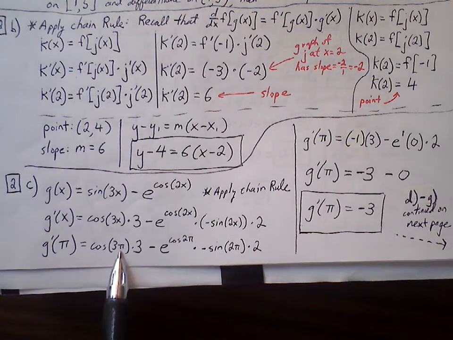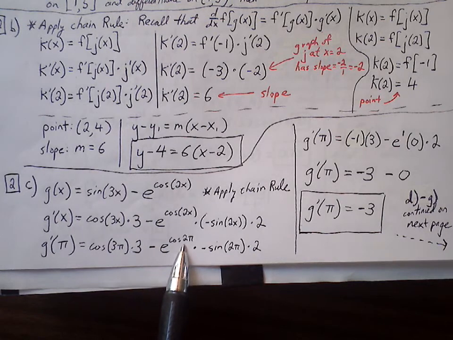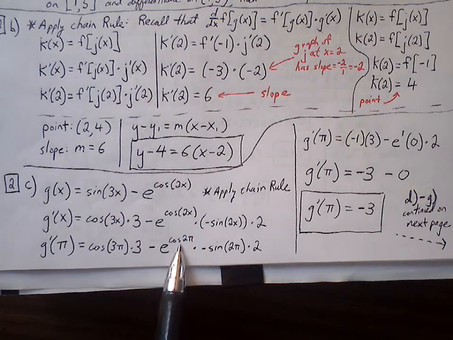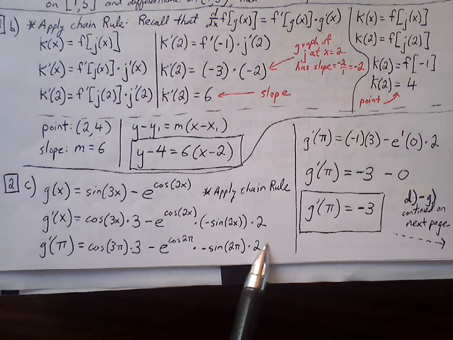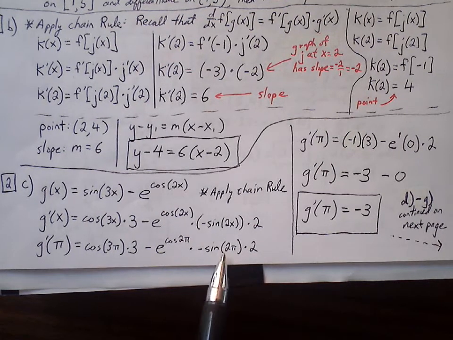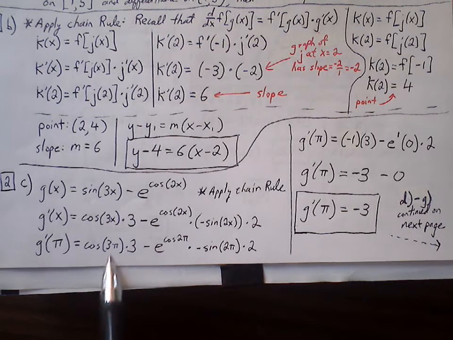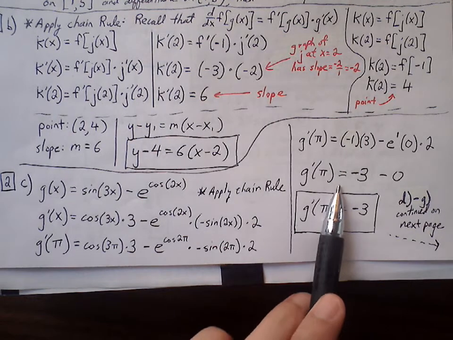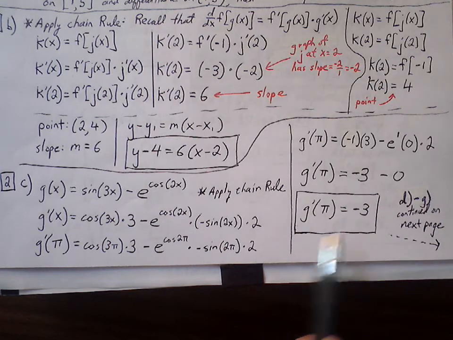So cosine of 3 pi, that's just going to be negative 1 times 3 is negative 3. E to the cosine of 2 pi. So cosine of 2 pi is just going to be 1. So e to the 1 is just e. Sine of 2 pi is 0, so that's going to wipe everything out. This times 2 times 1 is just going to be 0. So all this goes away. I'm just left with this negative 3. So that's my slope at pi for this g graph, negative 3.